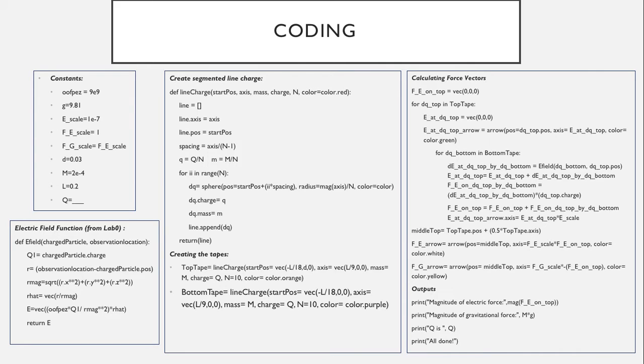and we have to first create an electric field and then create line charges by inputting locations and choosing a value for n, the number of point charges along that line, and then creating objects for the pieces of tape and finding the force vectors for gravity and the electric force.